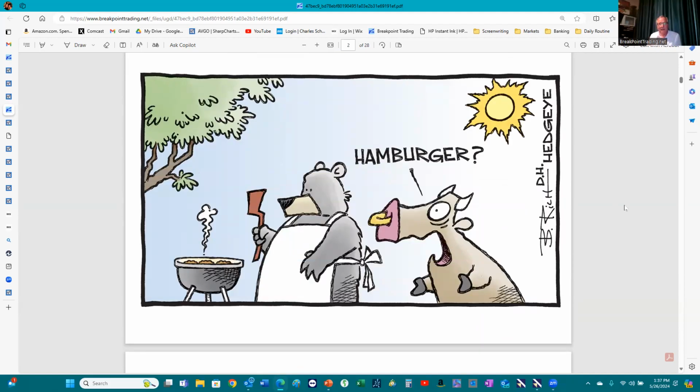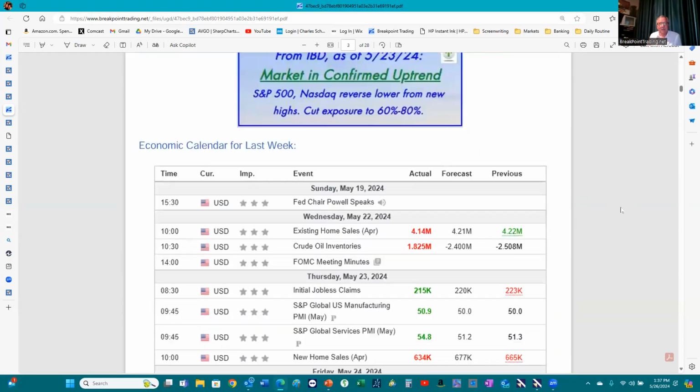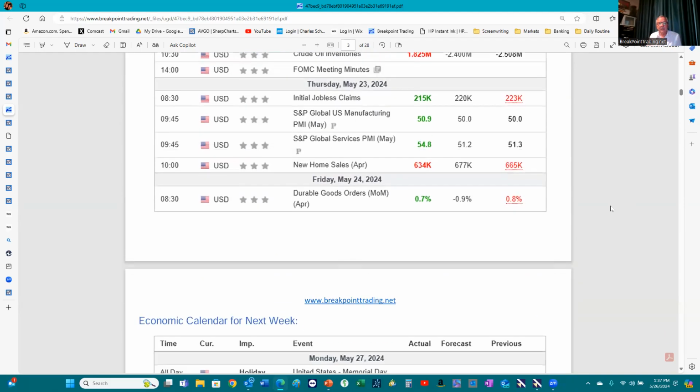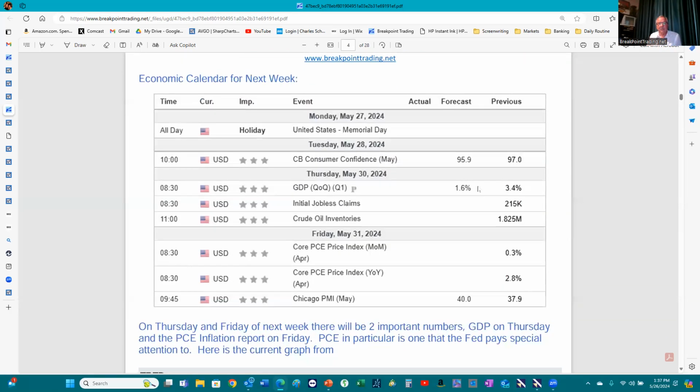Every week I put in the economic calendar for last week. So you can see this is last week's FOMC meetings. And then next week, right here, GDP is forecasted to come in at 1.6, from 3.4 to 1.6. So it's still positive, but that's a significant revision. More than half.